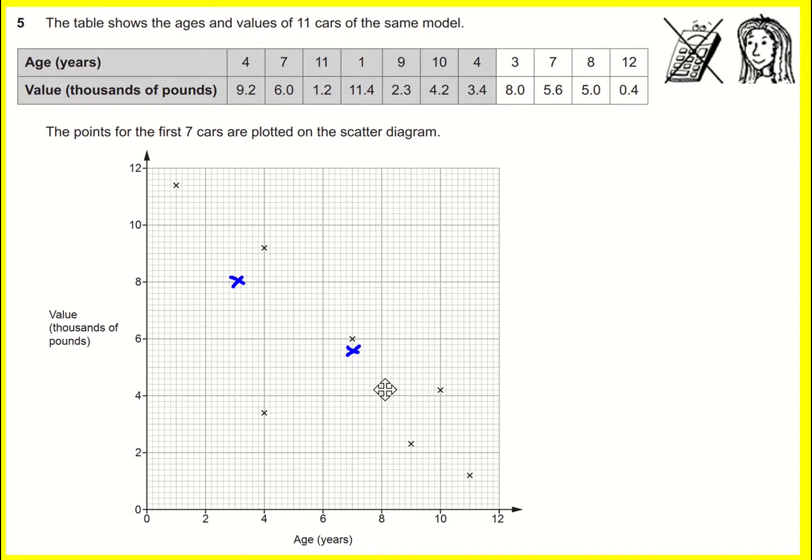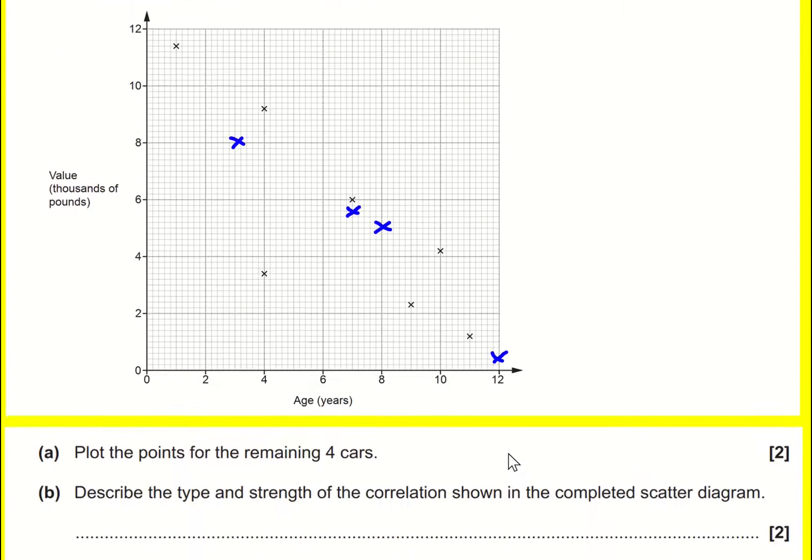8 against 5, and 12 against 0.4. That's going to be right here. Let me try that one again. Brilliant.